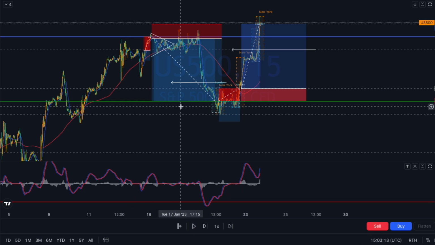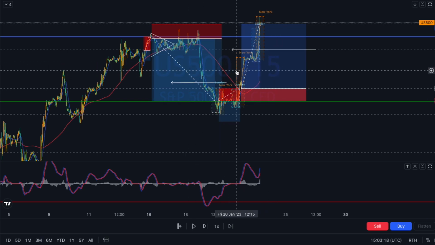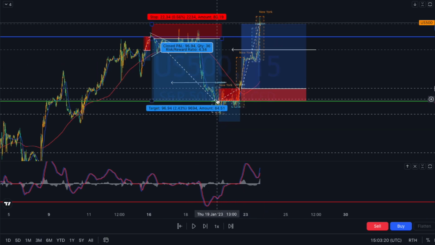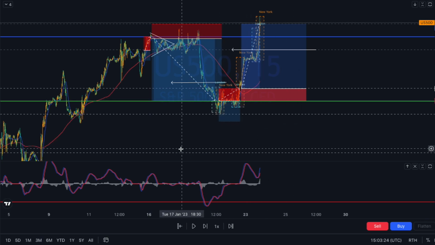So we won 2 trades. We've lost 2 trades, but our profits in the 2 trades is more than what we've lost, right? So it's been a very, very good trading week. A very good trading week.